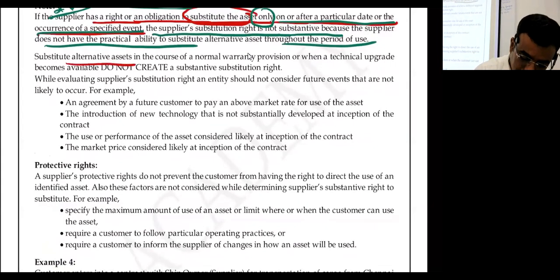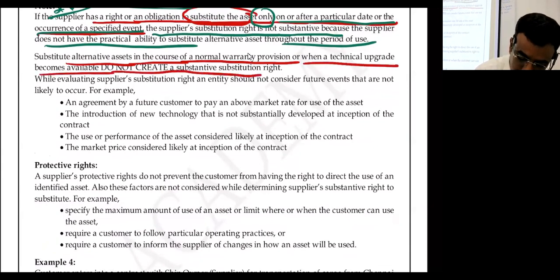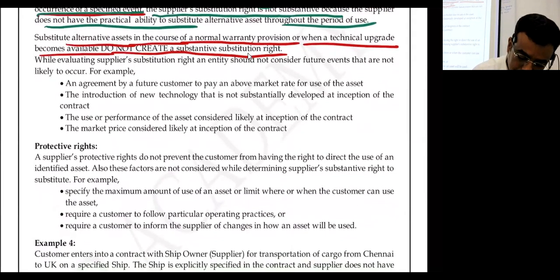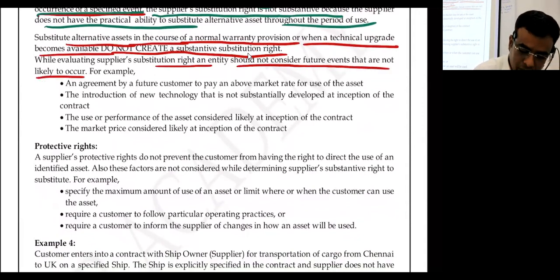Substitution of alternative assets in the course of normal warranty provision, or when a technical upgrade becomes available, does not create substantive rights. That is what I said: technical changes or repairs are like this. While evaluating the supplier substitution right, an entity should not consider future events that are not likely to occur.